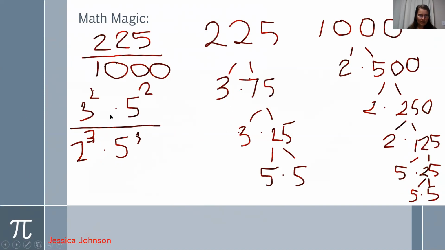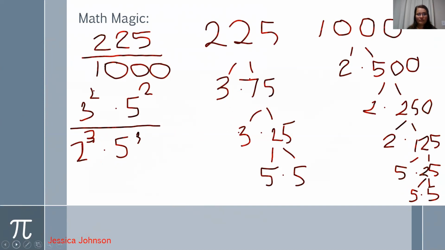I have built this fraction over here, and I'm going to look at my numerator and my denominator. And I'm going to get rid of what is repeating. For example, 5 to the second is repeating because it's also in 5 to the third. And we would just get 5.